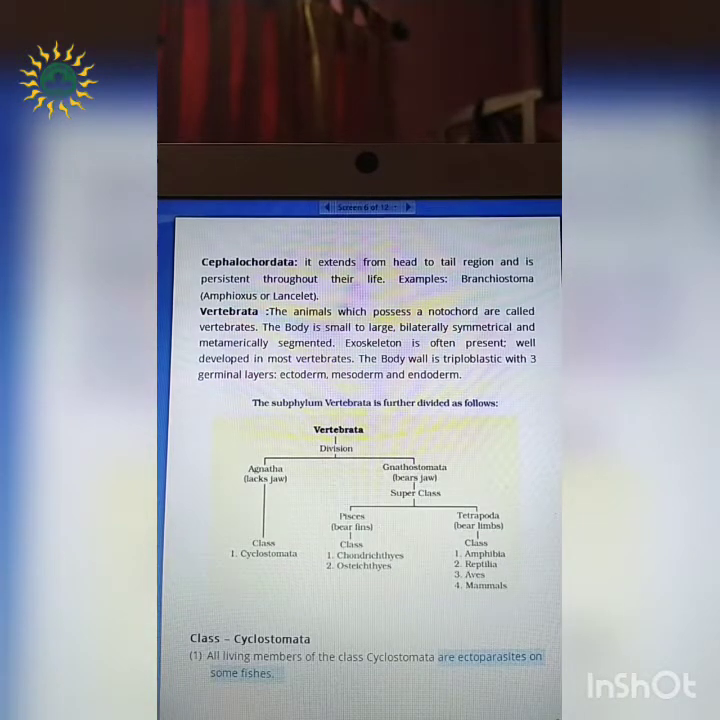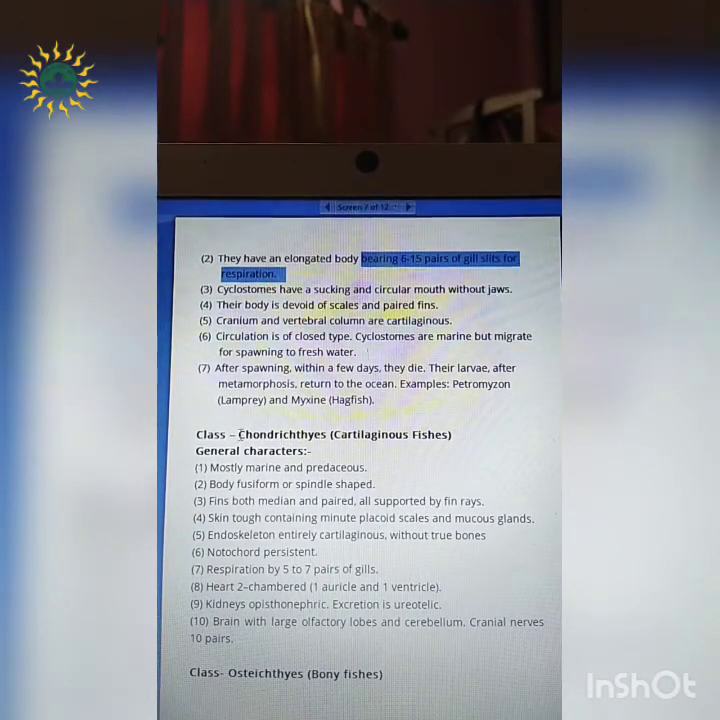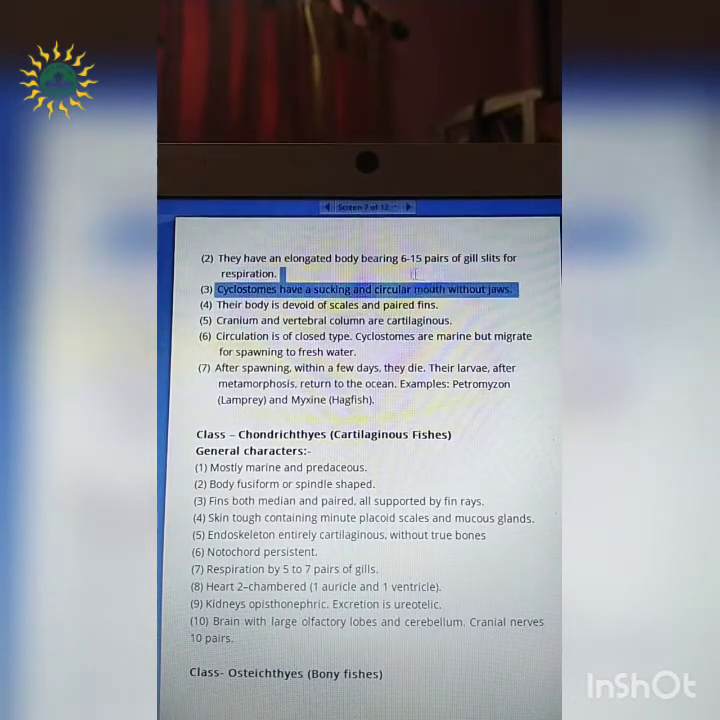So they depend on some of the fishes for their survival. And they have an elongated body bearing 6 to 15 pairs of gill slits for respiration. The gill slits are the organs for the process of respiration. And these organisms have a sucking and circular mouth without jaws.